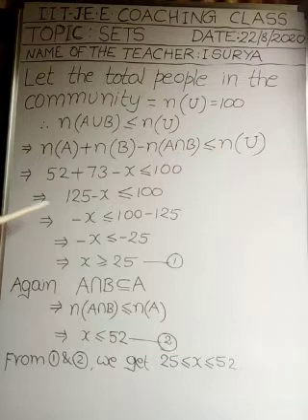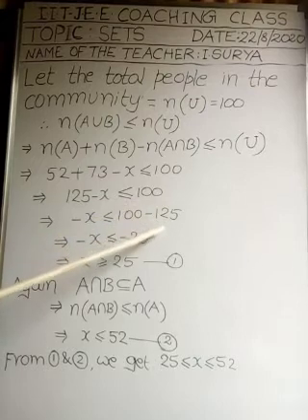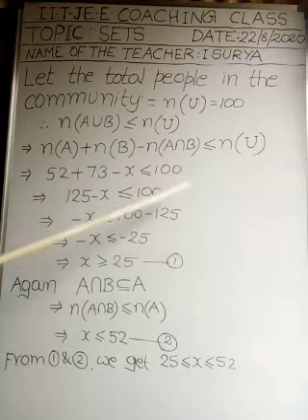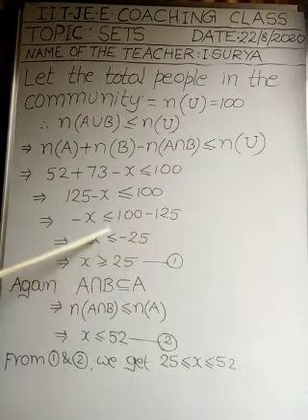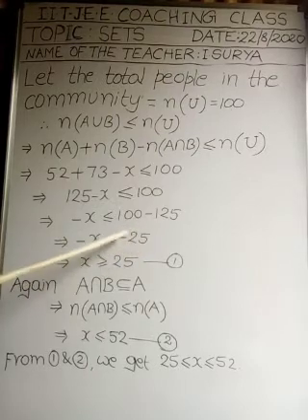Right. This implies we are sending 125 to RHS. Then it becomes minus 125. So see this next step. I wrote minus x as it is. Just I am sending 125 to RHS. Less than or equal to 100 minus 125. Understood this step, my dear children?